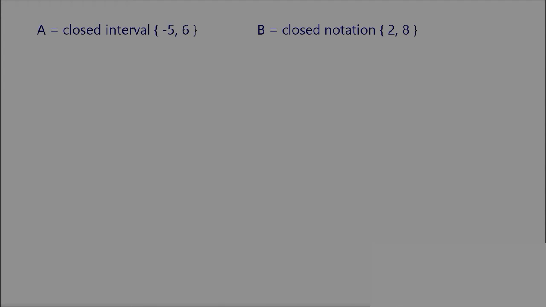We are now focusing on plotting the intersection of two sets on a number line. Set A is a closed interval, and we can change set A into the set builder method, and we do the same for set B.